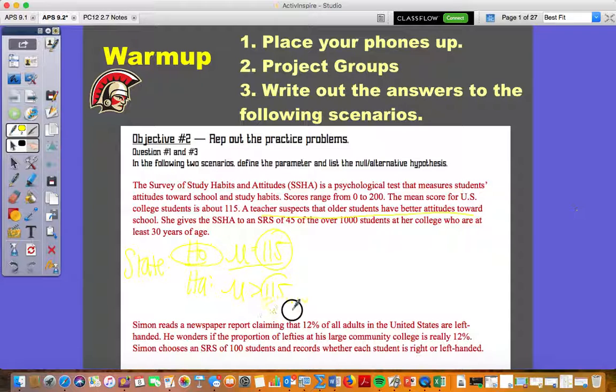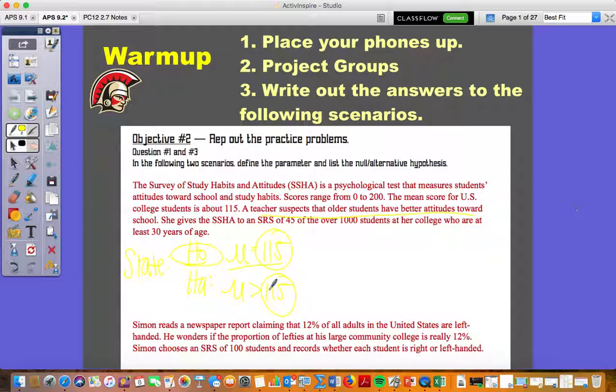A couple things you need to know. These two numbers will always be the same. Always. So for the null and the alternative, note that they're always the same. The null will always be equal to. So there's a claim that it's equal to this. The alternative can be greater than, less than, or not equal to.